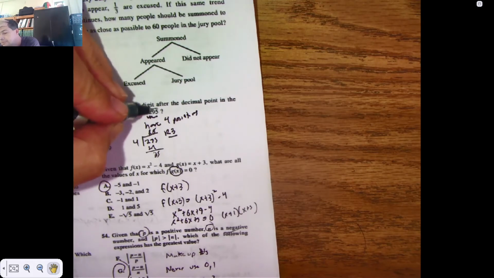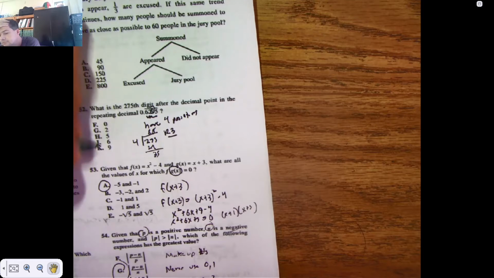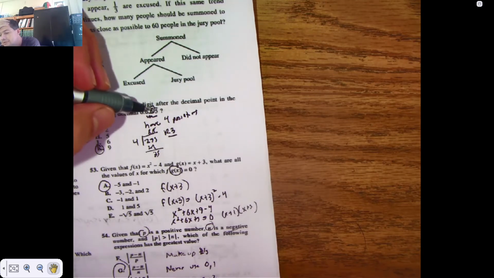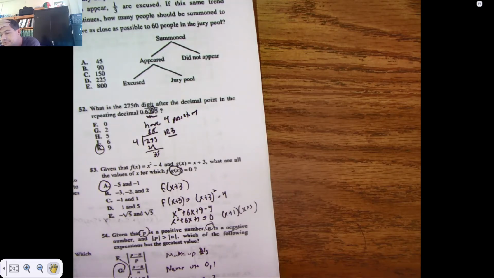So I go to the third decimal place. Hope that makes sense. This thing repeats 68 times, but then we have a remainder of 3. So I go to that third decimal place. It's 9.